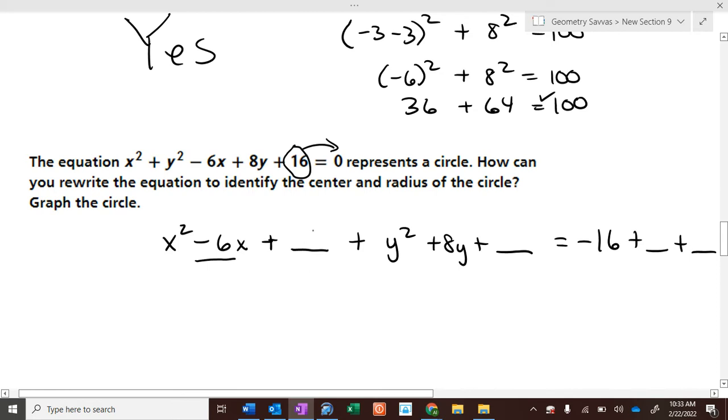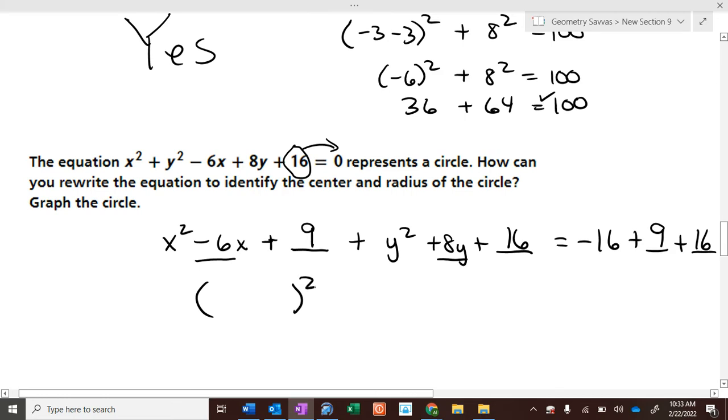And square it is 9. So if a 9 goes there, a 9 goes there. If a 9 goes in the blank on the left, you put it in the blank on the right, because you have to make each side of the equation equal. Whatever you do to the left side of the equation, you have to do to the right side. So take this. What's half of 8? 4 squared is? Whatever you do to this side, you do to this side.